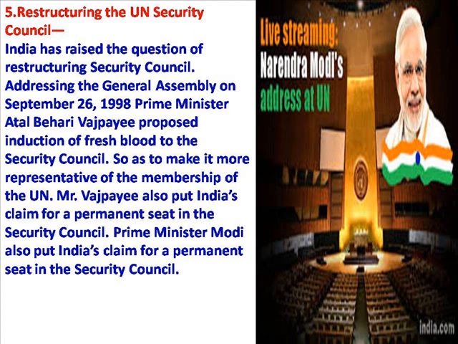Fifth point, restructuring the UN Security Council. India has raised the question of restructuring Security Council. Addressing the General Assembly on September 26, 1998, Prime Minister Atal Bihari Vajpayee proposed induction of fresh blood to the Security Council, so as to make it more representative of the membership of the UN. Mr. Vajpayee also put India's claim for a permanent seat in the Security Council. Now, Prime Minister Narendra Modi also put India's claim for a permanent seat in the Security Council.